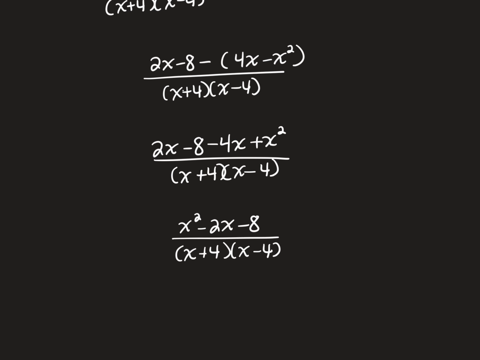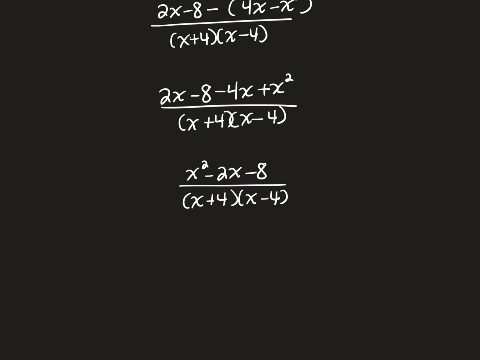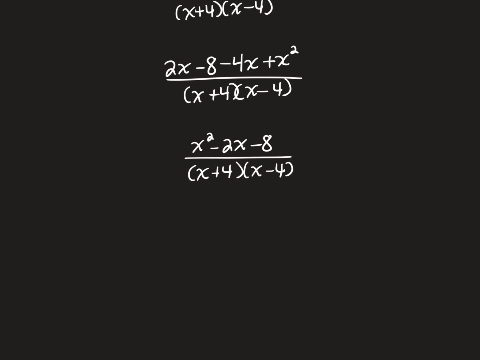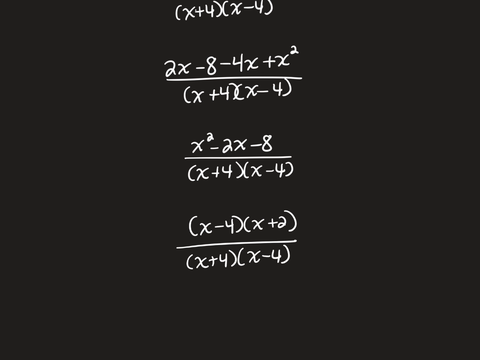Okay, now just like we've done in the other problems, we want to double check that the numerator is completely factored. I do believe we can factor that to be x minus 4 times x plus 2. And then what happens there is we do end up with a giant 1 that was kind of hidden from us. So we have this giant 1 right here, which allows us to then write our final expression as x plus 2 over x plus 4.